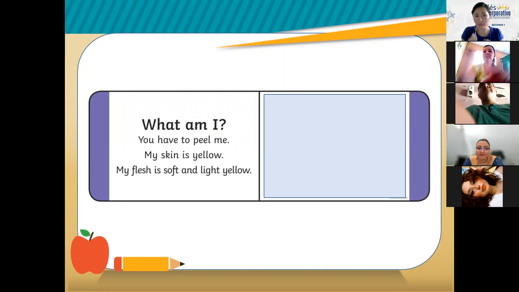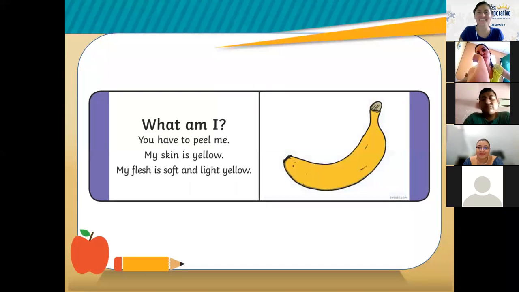You have to peel me. My skin is yellow. My flesh is soft and light yellow. Banana. Okay, very good. Yeah, because actually you have to peel them. And the flesh, right, is soft and light yellow. Okay, soft, suave. Very good.